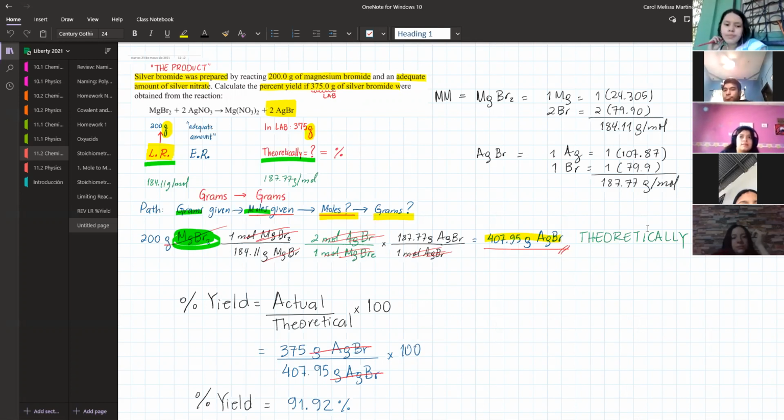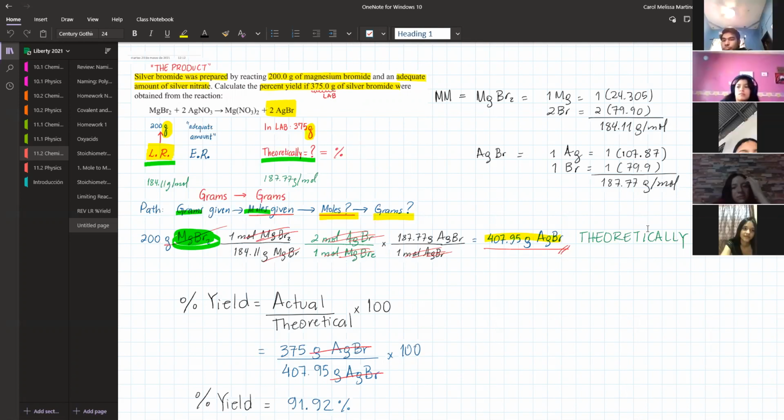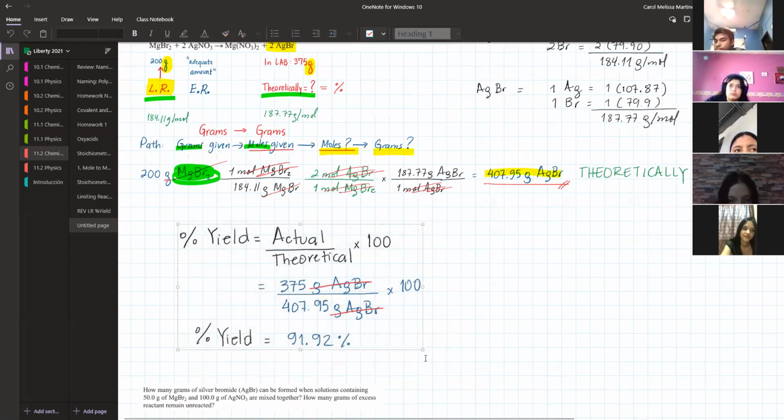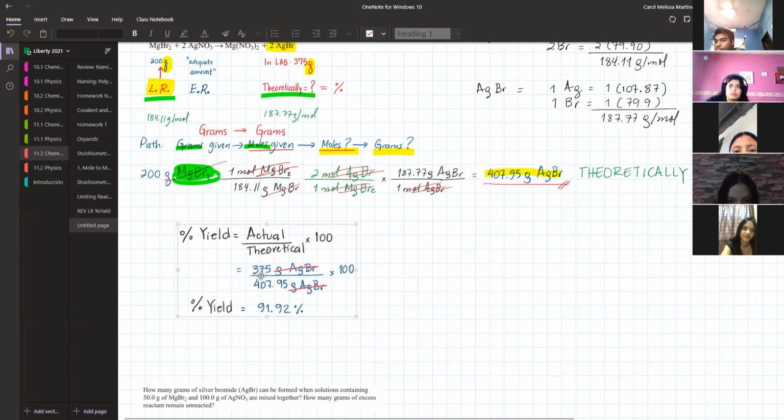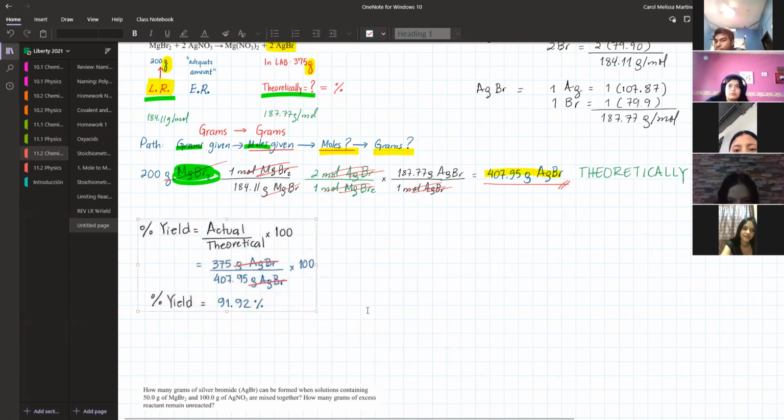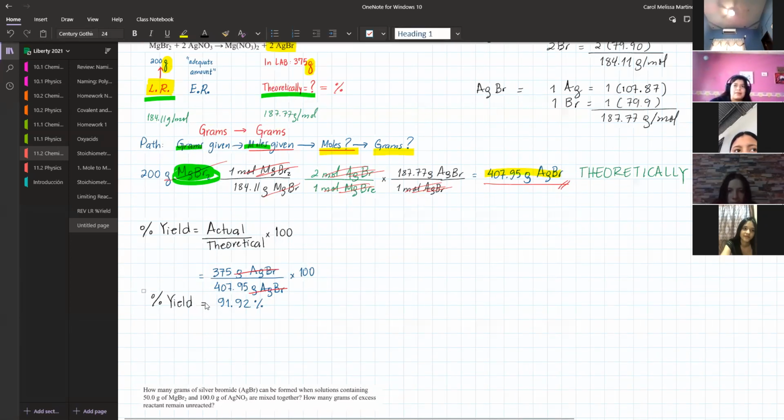So 92 is a very good score, okay? It's a very good percentage. So the person doing that reaction is doing very well, actually. So as you can see, the application of the percentage yield formula is very, very easy to do. And this is it. So analyze the problem and tell me if you have a doubt in any of the steps.